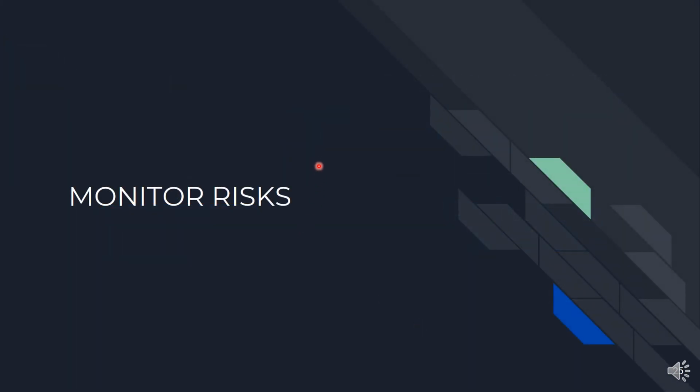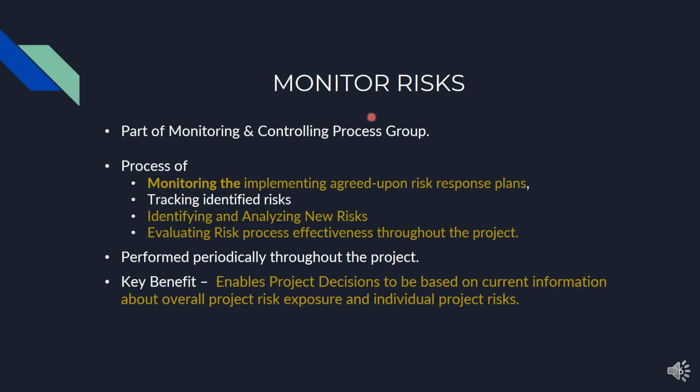The last process under the monitor and control process group is monitor risk. In monitor risk, we will monitor the implementation of agreed upon risk response plans. How effective are they? We will track the identified individual risk, identify and analyze the new risk if any, and evaluate the effectiveness of the risk processes throughout the project. This process is performed periodically throughout the project.